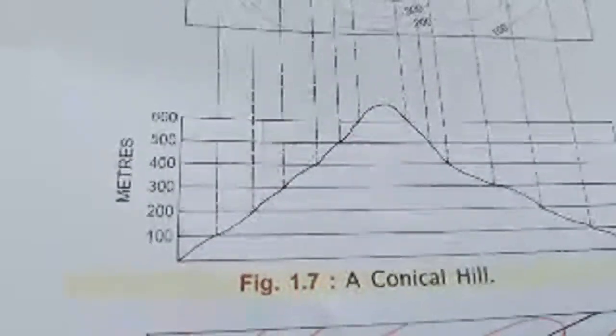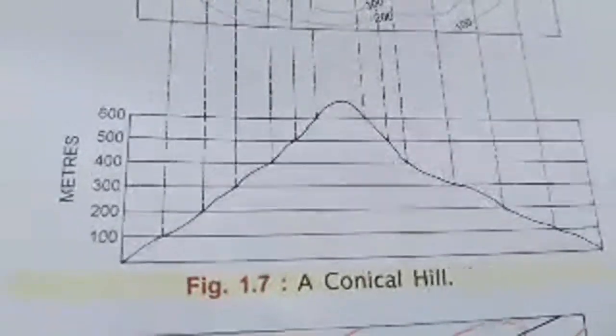Now here, what do you mean by geographical features? So let's see here, what do you mean by geographical features? Let me just show you some examples. Look here. Can you see here? It is given here, conical hill.